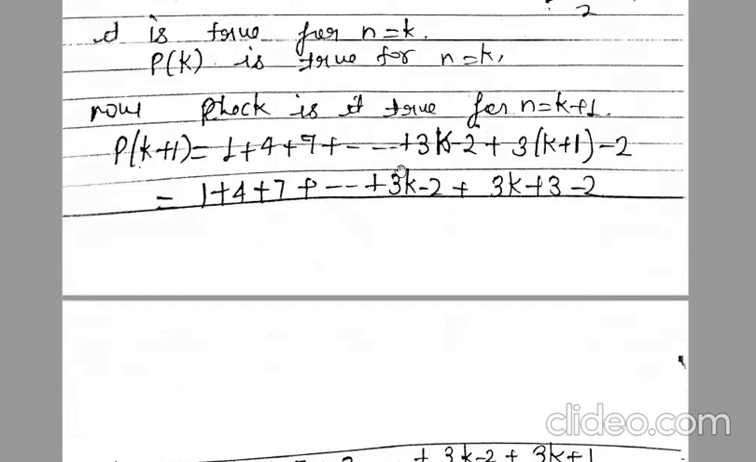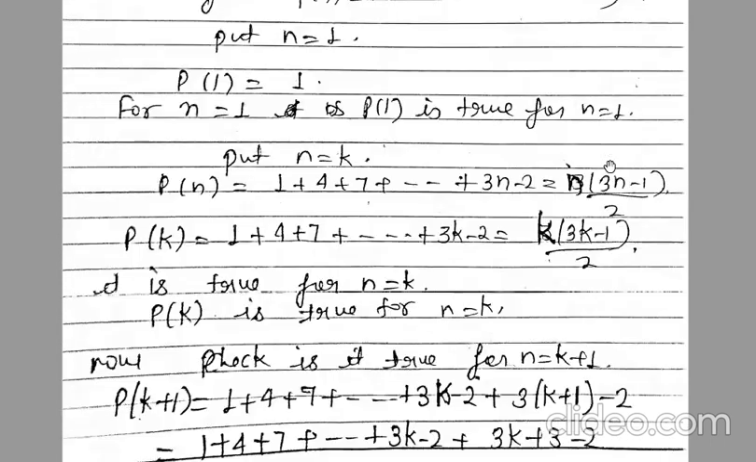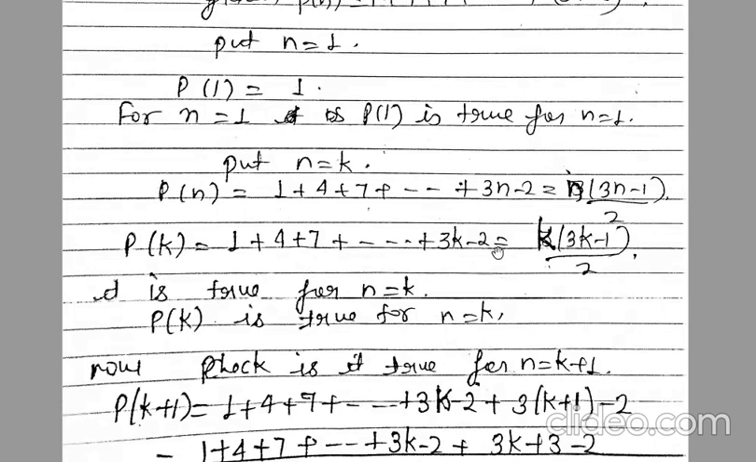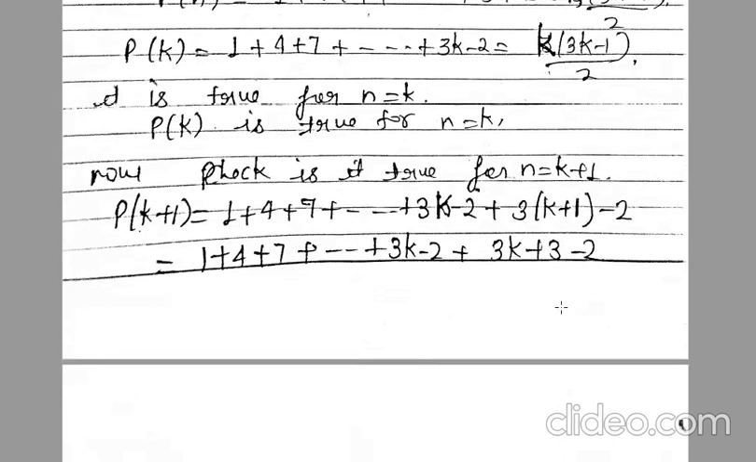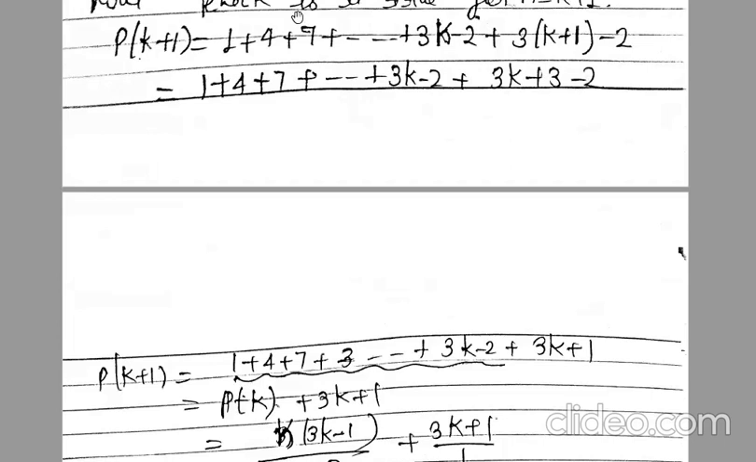So P(k plus 1) is equal to 1 plus 4 plus 7 plus 3k minus 2 plus 3(k plus 1) minus 2. Why are we writing 3k minus 2? Because after the term 3k minus 2, we will write the next term, so after k you will write k plus 1. Then to solve this, 1 plus 4 plus 7 plus 3k minus 2 plus 3k plus 3 minus 2, right?